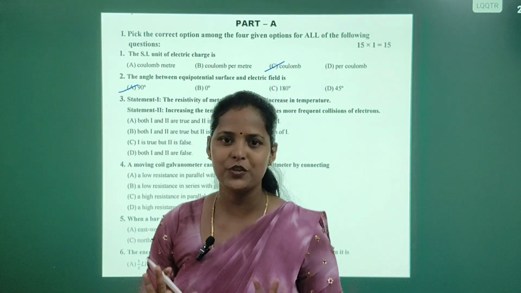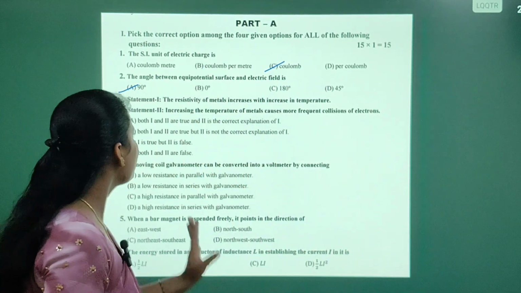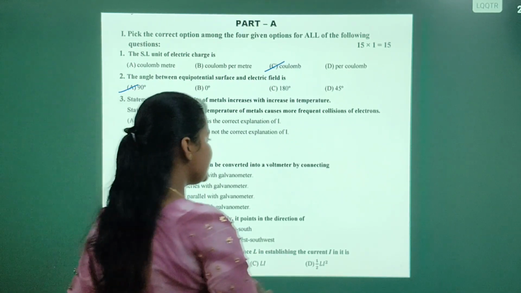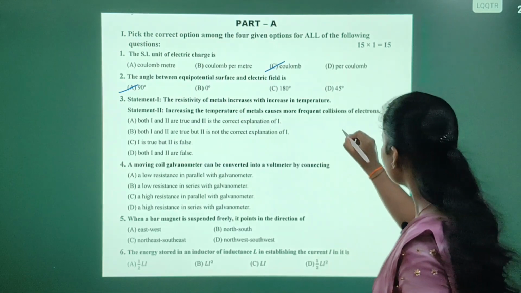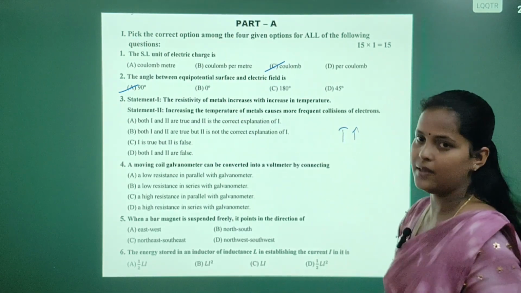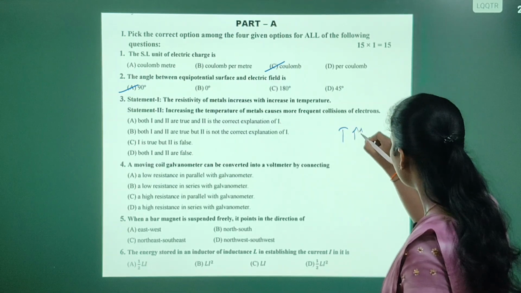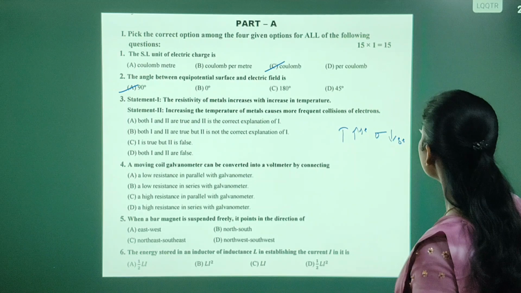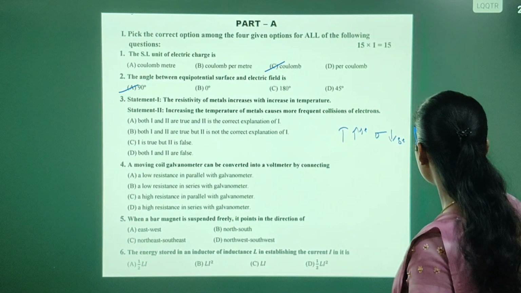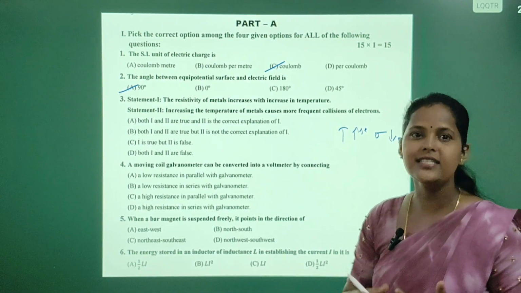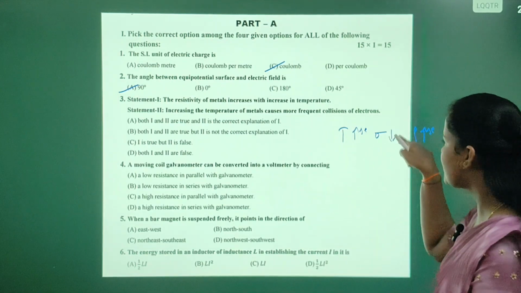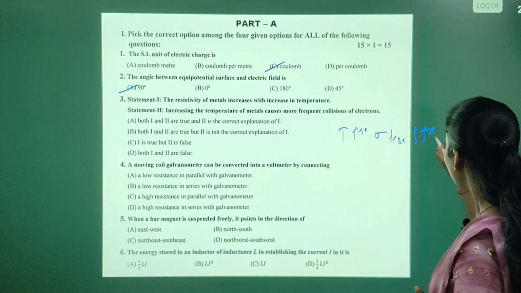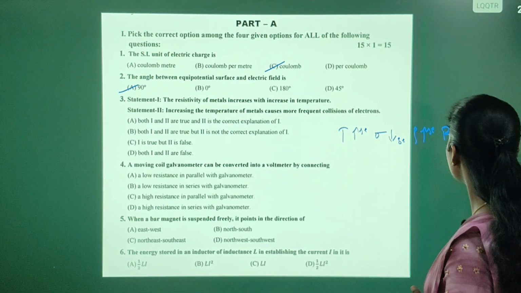Okay, let's start with the third question. Here, they are asking a statement based question. First the statement: the resistivity of metals increases with increase in temperature. Consider the metal. If we increase the temperature in the metal, conductivity decreases. Conductivity decreases means the resistivity increases. As we all know, conductivity is the reciprocal of resistivity. Conductivity decreasing is nothing but resistivity increasing. Resistivity increases, and obviously resistance also increases in that metal.